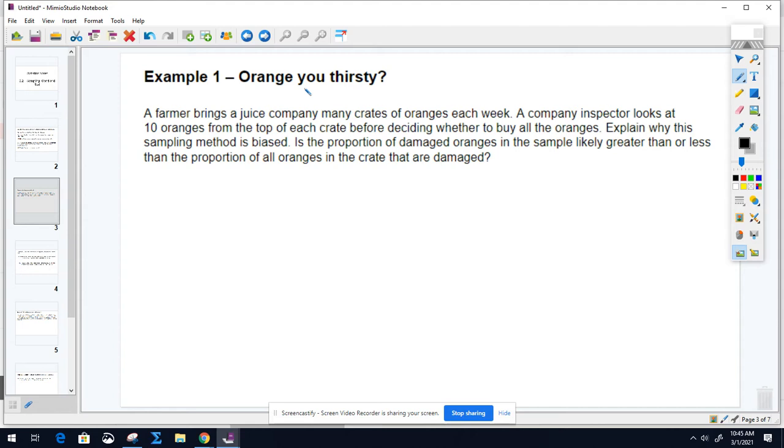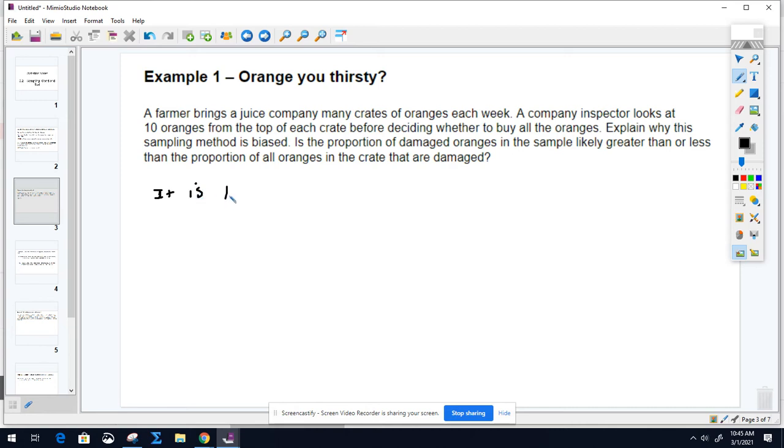Hopefully you understand that it's biased because he's only taking oranges off the top of the crate. The more oranges in a crate, the more poundage and weight on those bottom oranges. So it's likely that those oranges on the bottom are not in as good a condition as those from the top. So in explaining this and writing this down, we're going to use this wording here.